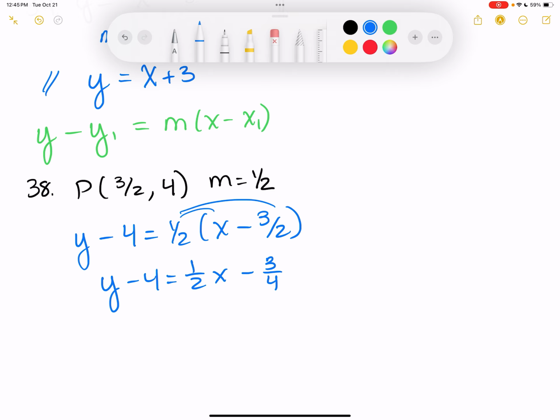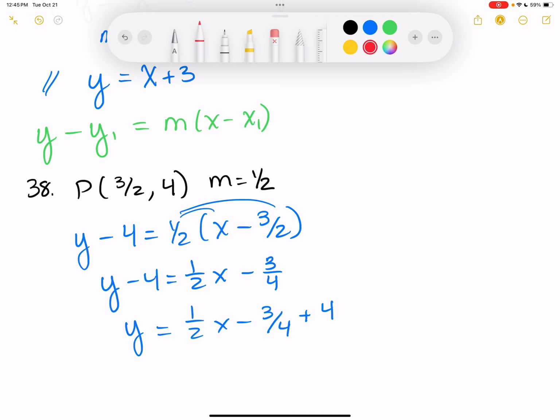I need to add this 4 over to this side. So y equals 1/2 x minus 3/4 plus 4. But can I add these two things together like this? No. Okay, what do I need to do so that I can? Turn them into fractions. Okay, how do I turn this into a fraction?